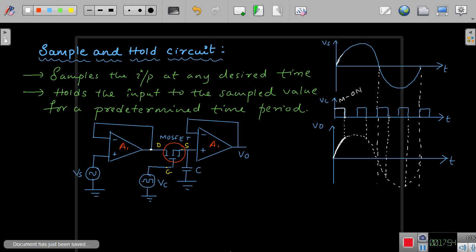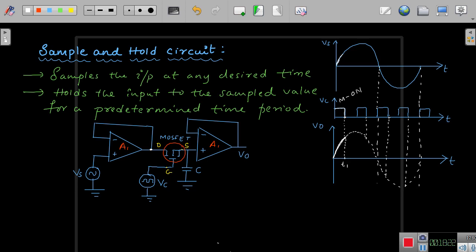So at this instant, for clarity, let me make this a little wider like this, so that you will have a clear picture here. Now when you want to sample the input at this instant, say this one at T1, okay.